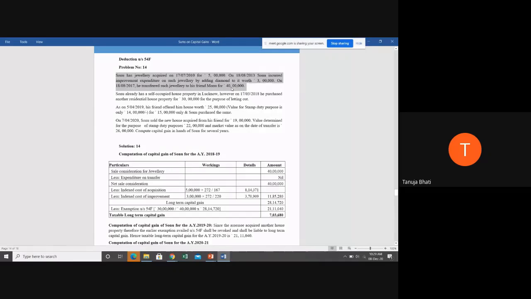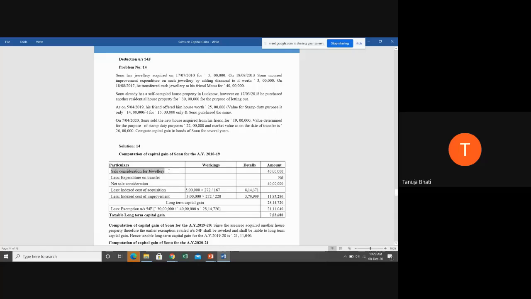But for which assessment year, students? Now he is selling the jewelry in the year 2017, which comes under the financial year 17/18, so it will be taxable in the assessment year 18/19. Till here we know how to solve it. So first let us solve this part. Solution: computation of capital gain of Sonu for the assessment year 18/19. Why 18/19? Because it is transferred in 2017, so obviously it will be taxable in 18/19.